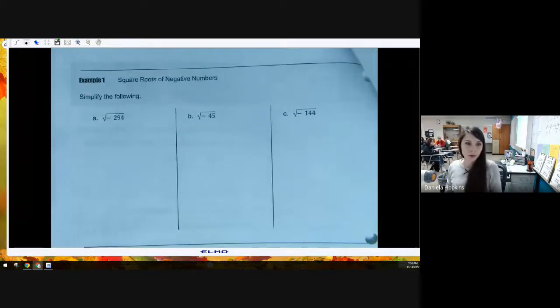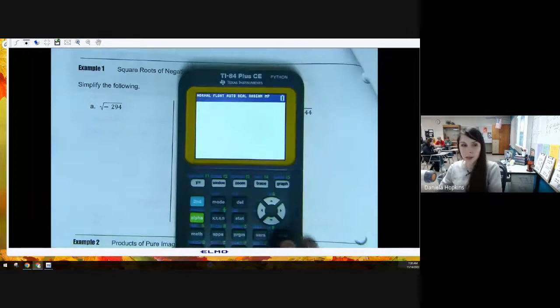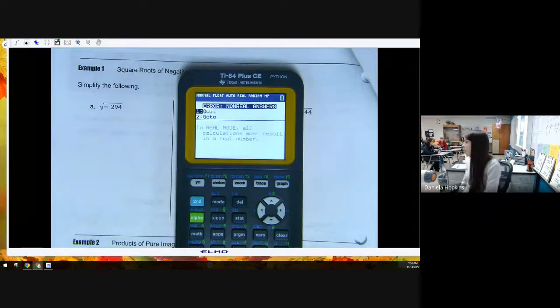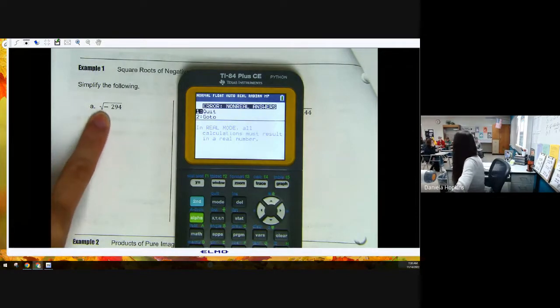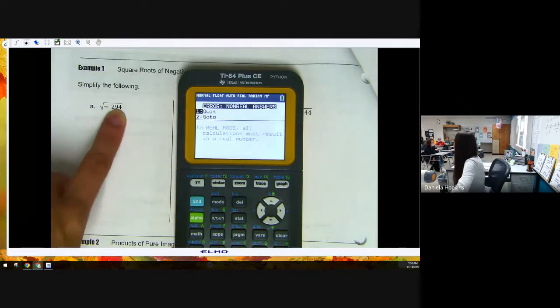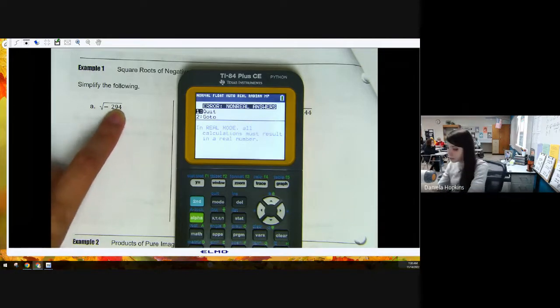Okay, so square roots of negative numbers. If you were to take your calculator and type in the square root of negative 294, your calculator would very rightly say error. Because by definition, a square root is asking what two numbers multiplied by themselves give this inside number. This is saying that it's possible to have two identical numbers multiplied to a negative number, and we know that's not true. Again, though, our math says, okay, hold on, we need a solution for this.